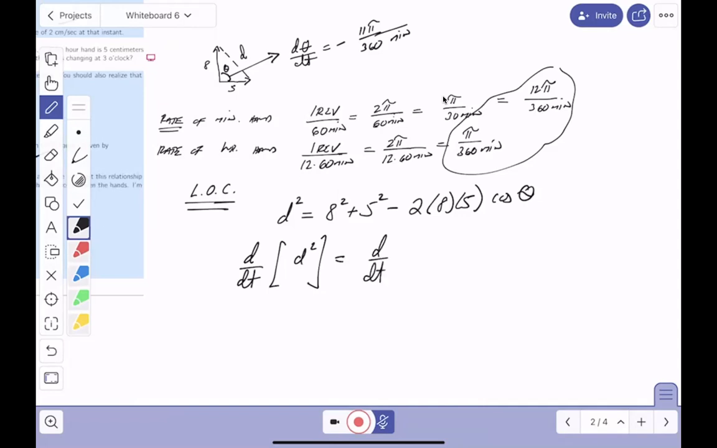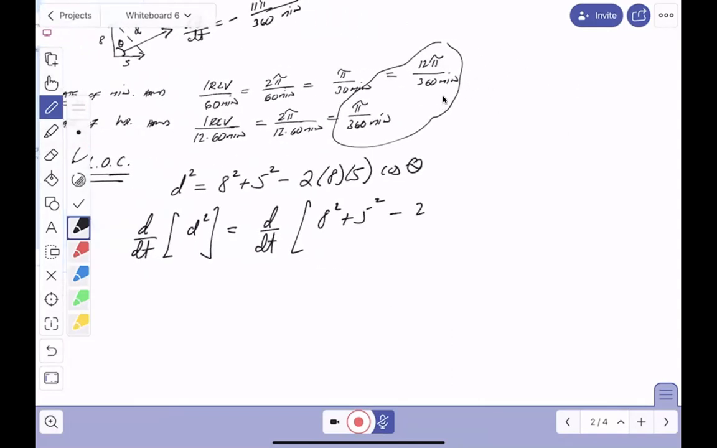d/dt of both sides of this equation. Now I realize what some students are saying. They're probably saying, why aren't you doing the arithmetic? Well, later I'll do it. Right now I'm just going to write this down: 2 times 8 times 5 times cosine theta.